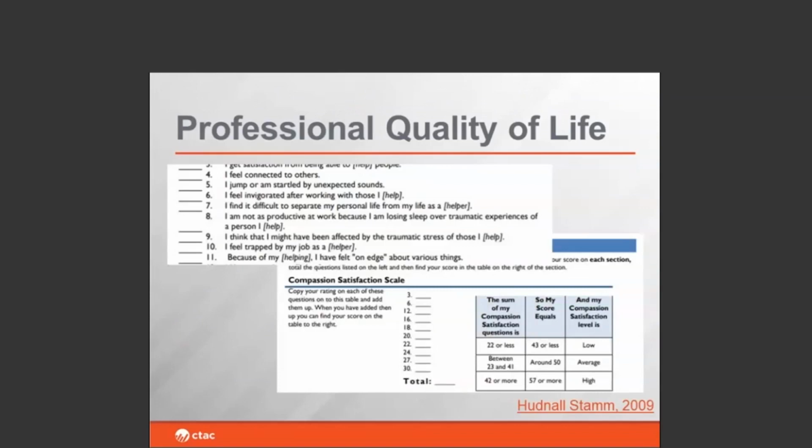So here I'm showing you some of the questions from the ProQOL. It's 30 items long, and you'll see the cutoffs for the compassion satisfaction subscale here on the bottom right. So the inverse of that would be compassion fatigue, which we talked about in training too. The ProQOL has similar subscale scoring for burnout and secondary traumatic stress. So you can see how some of these questions could be formulated for a supervision meeting, such as, I feel invigorated after working with those I help, or I feel connected to others.